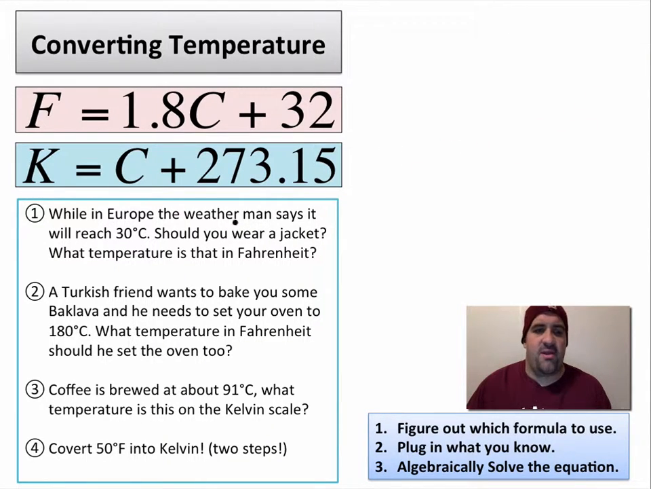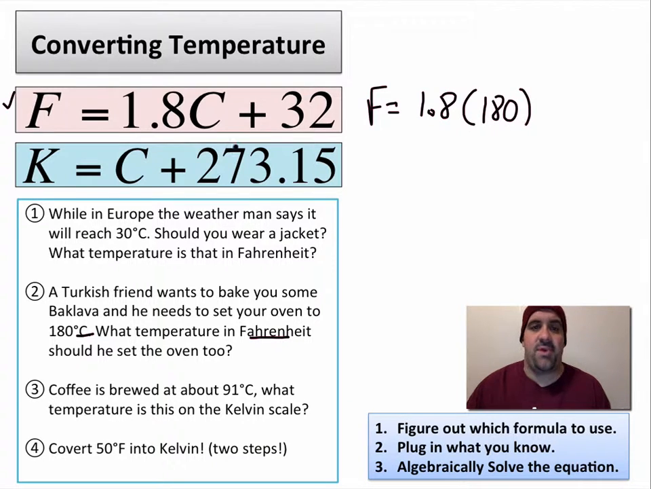A Turkish friend wants to bake you some baklava, and he needs to set your oven to 180 degrees Celsius. What temperature is that in Fahrenheit? What temperature should he set your oven to? Well, we have 180 C. We want to know Fahrenheit, so again, we're using this formula. We have a C in there and an F. So we are going to say F equals 1.8 times 180. You insert the Celsius temperature for C.